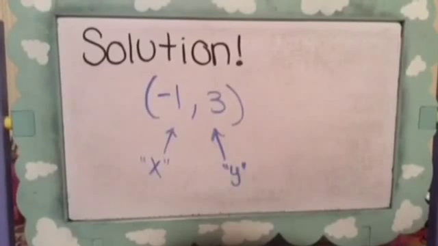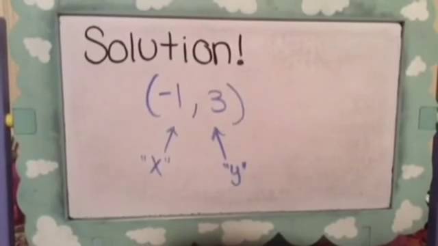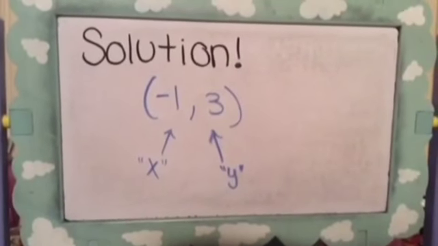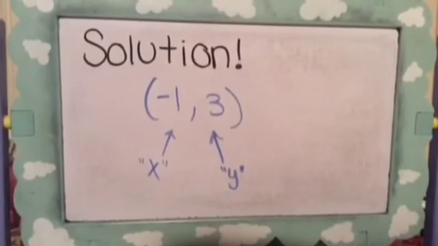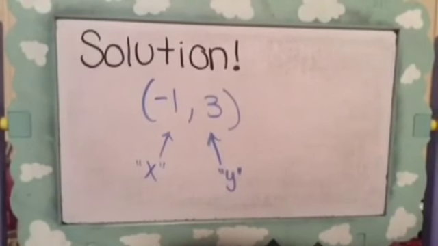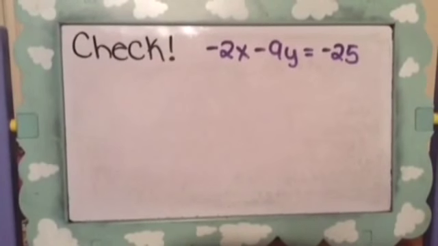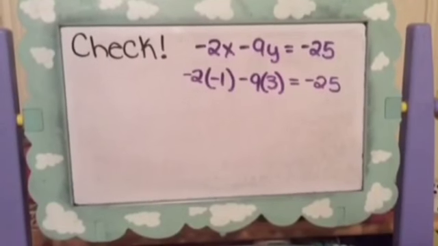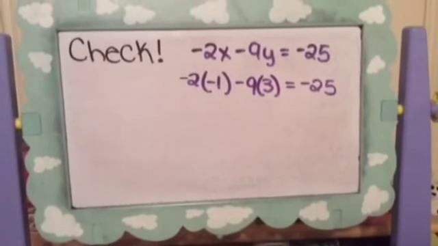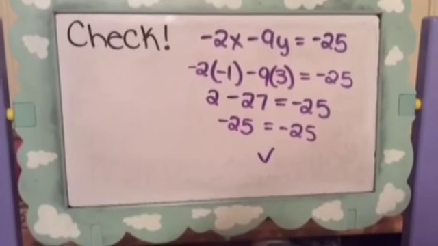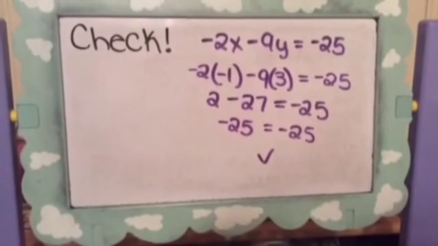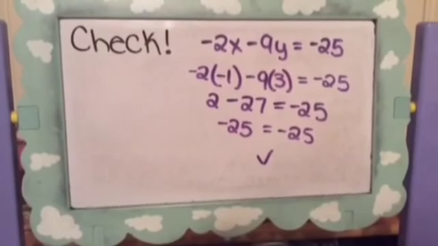The solution is written in the form of an ordered pair, negative 1, 3. Remember that x comes first and y comes second in alphabetical order. To check, first rewrite one of the original equations. Then plug in your solutions for x and y. Solve the equation. If both sides of the equation are equal, then your solution is correct.